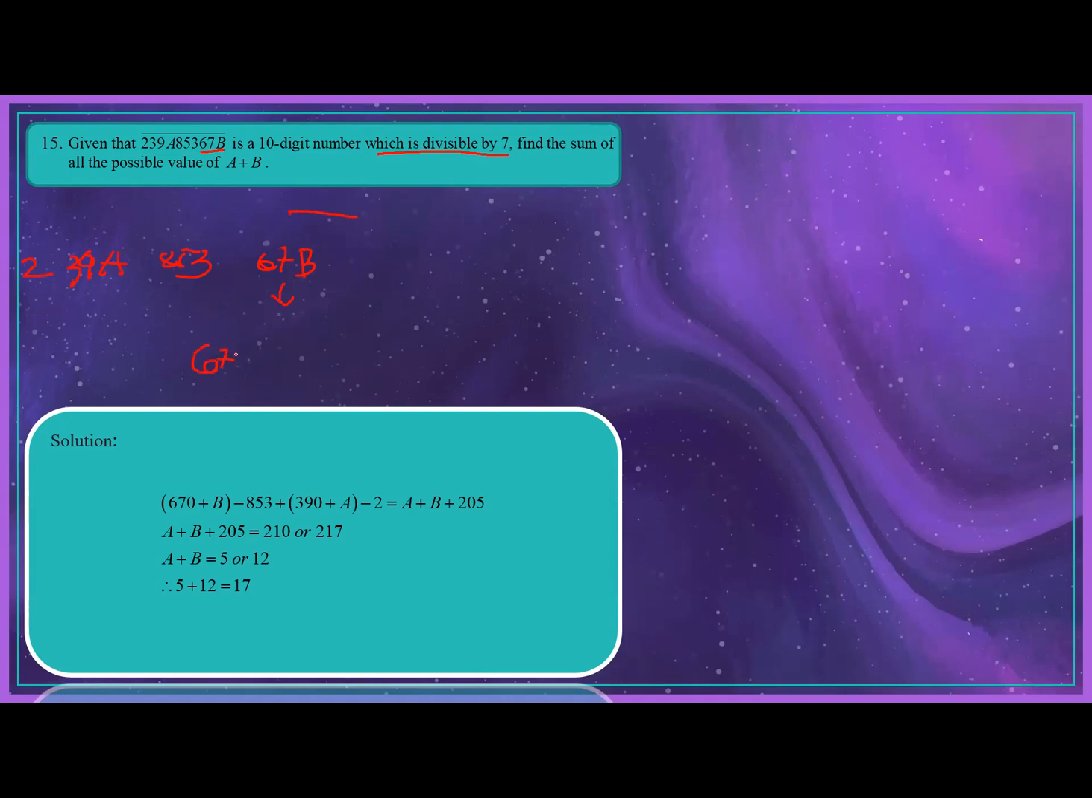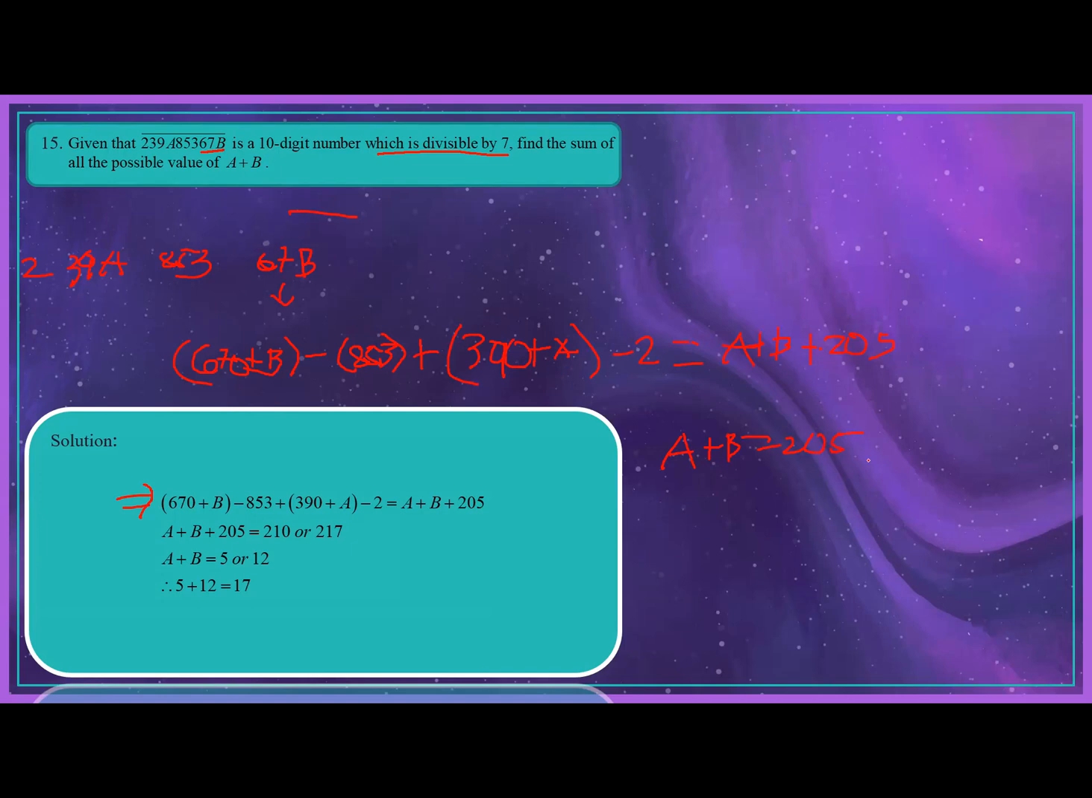From here, you add 67b, that's basically 670 plus b, then subtract 853. Alternately, you continue: 390 plus a, then minus 2. This is equivalent to a plus b plus 205. So this is our first equation. Now we need to find the sum of all possible values of a plus b.